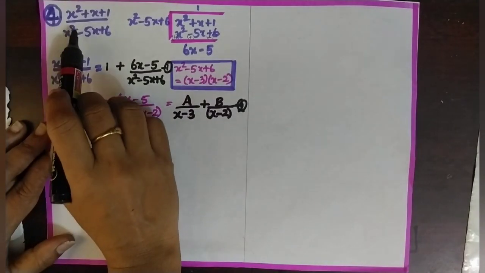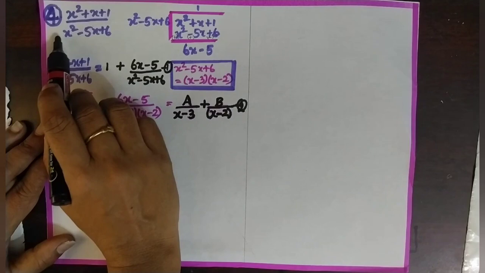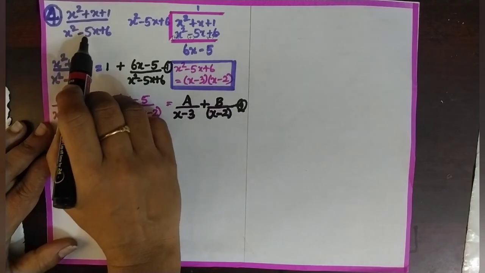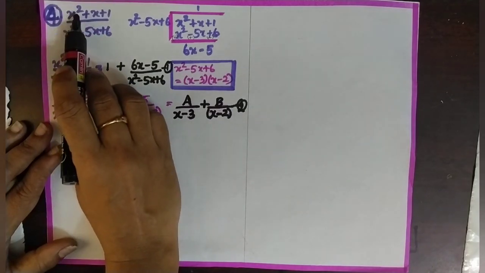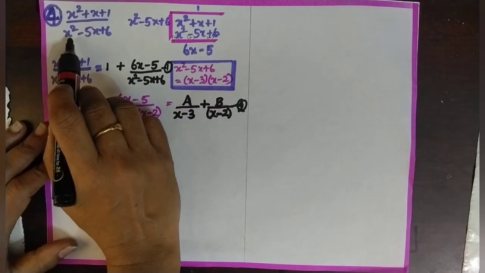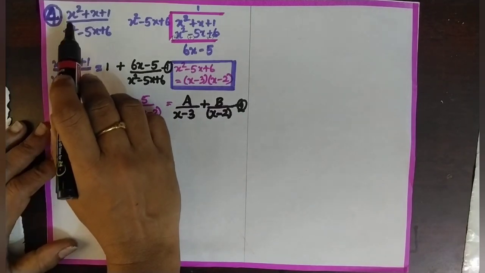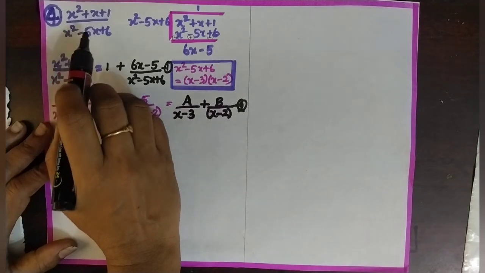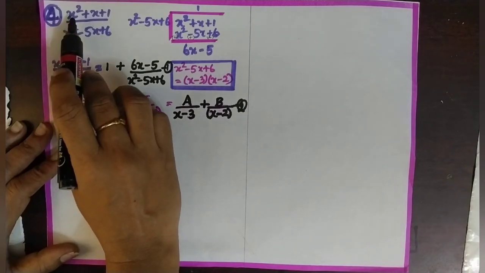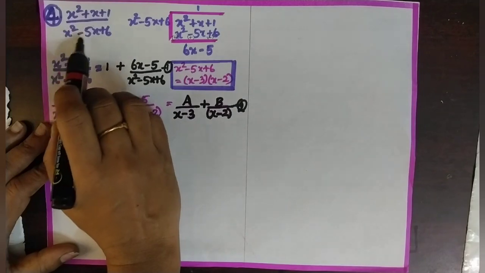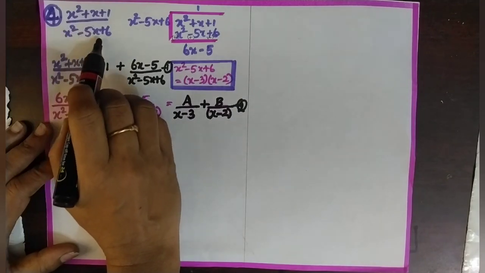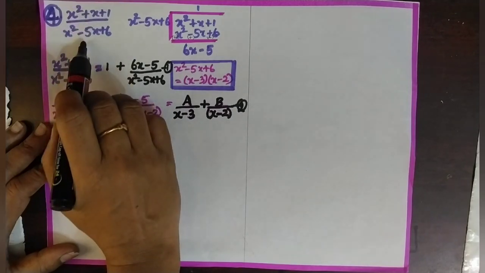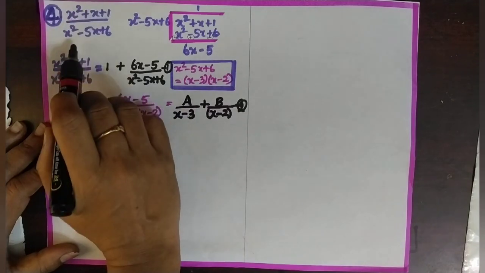Question number 4. (x square plus x plus 1) by (x square minus 5x plus 6). Degree of the numerator is 2. Degree of the denominator is also 2. So it is also an improper fraction. Just like the previous problem, we need to solve. Here the fraction has numerator and denominator that are both second order.